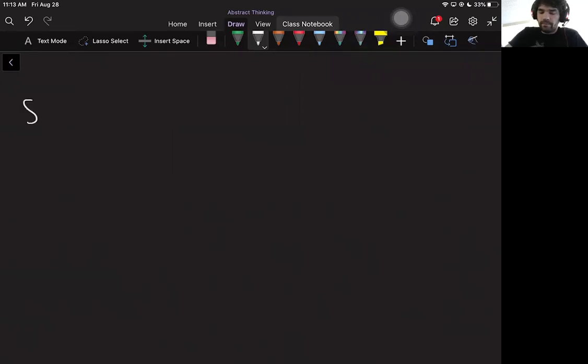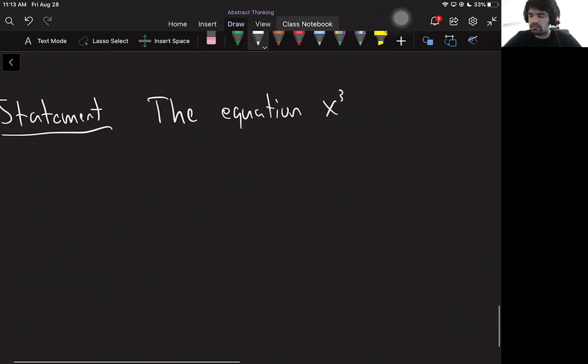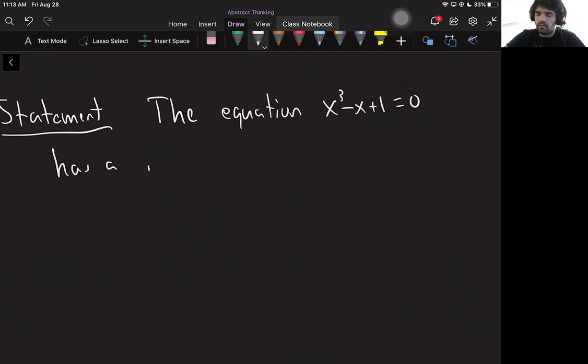So I'm going to do an example, and you've probably seen it in calculus, though you've probably long forgotten ever seeing it, so you probably think you never saw it, but I guarantee you did. So here is a wonderful statement. The equation x cubed minus x plus 1 equals 0 has a real number solution.